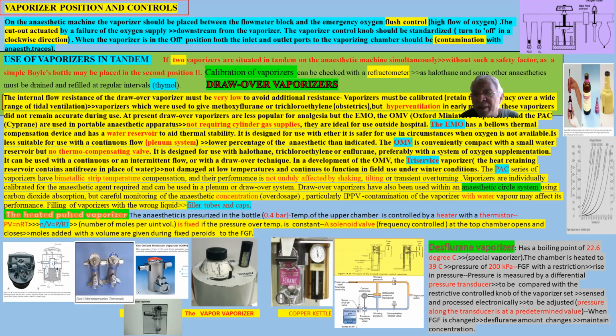Of course, as we can see, the filler tubes and the caps are used to minimize the mistake of putting different liquid in a different vaporizer. And this is the saturated vapor pressure curve, giving the relation between the temperature and the saturated vapor pressure of the anesthetic. Of course, whenever I increase the temperature, the vapor pressure increases till it reaches the boiling point.